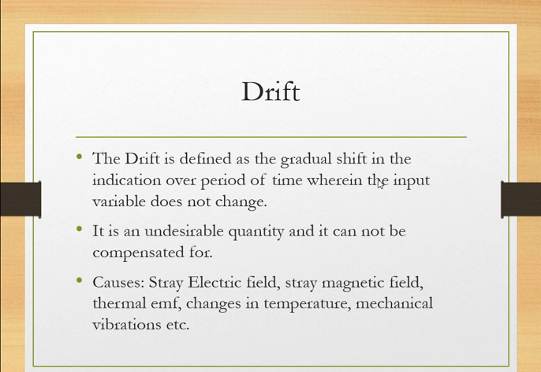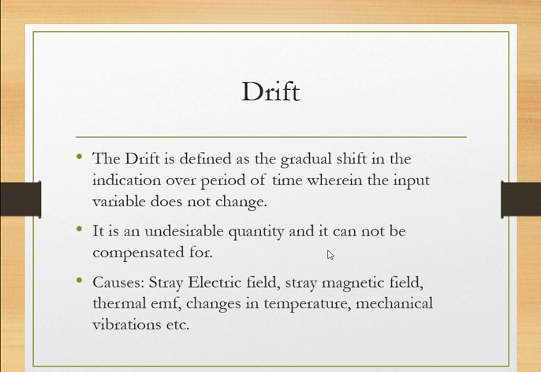The meaning of the line "the input variable does not change" is this: there may be a linear change in the input, and as per that there must be a linear change in the output, but there is some shift in that, and that we have to see. It is an undesirable quantity and it cannot be completely compensated for. Yes, you can make some arrangement for that, but it cannot be completely compensated.